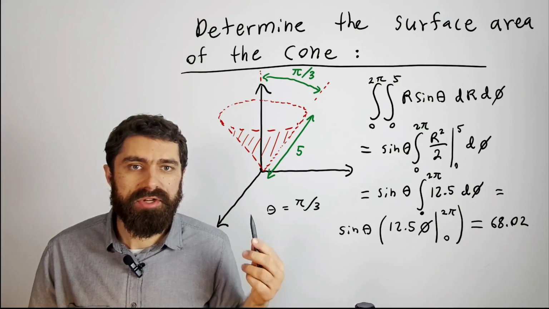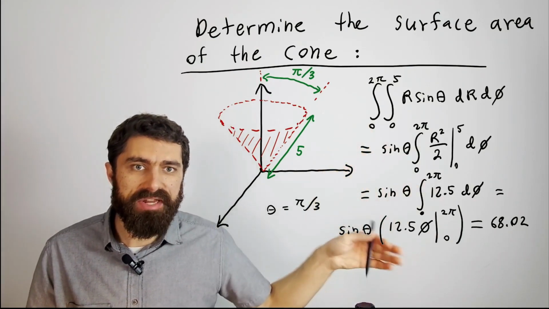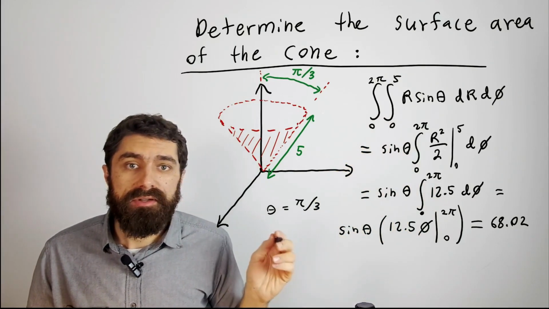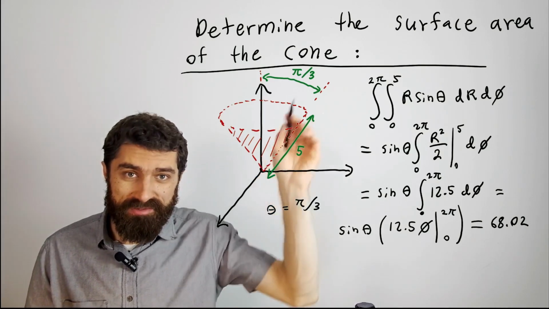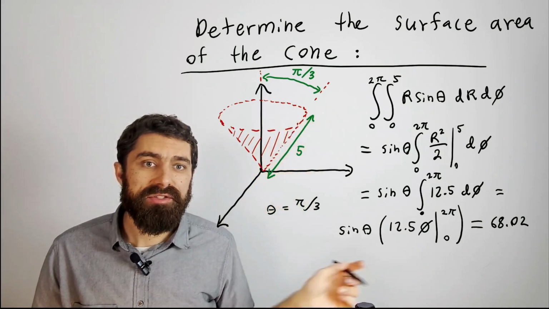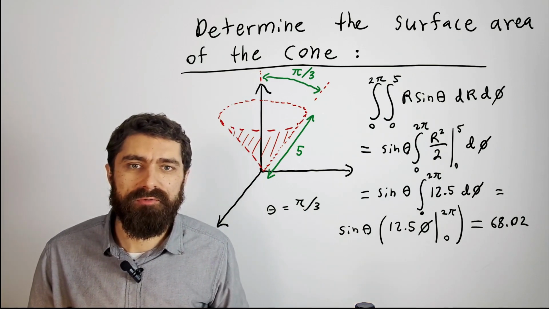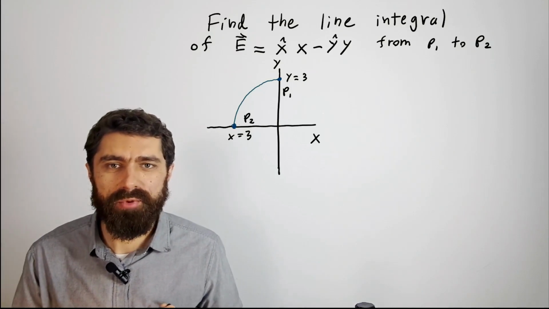So then I just go forward with the integration. It's pretty straightforward, but I've listed out the steps for you to walk yourself through. And keep in mind, you have to plug in theta equals pi over 3 right over here. So plug and chug, and I get 68.02 for my answer.